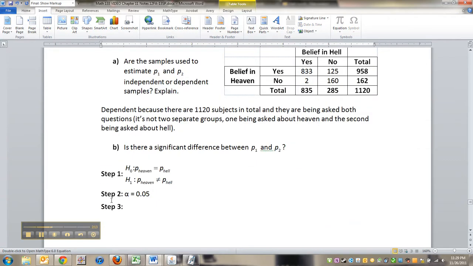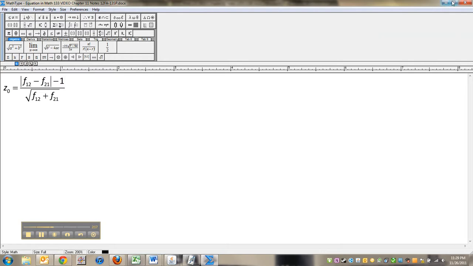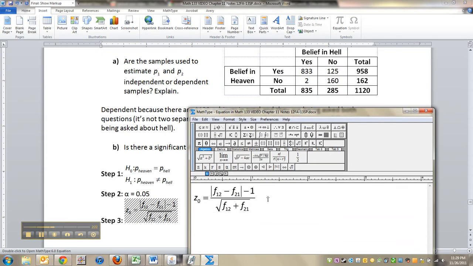We'll have to remember F12 is the one in the top right corner. So that's the frequency. F12 for us is the frequency in that top right corner, which is 125, and I want absolute value signs here because I'm going to have to take that difference. So it's 125, take away the bottom left corner, which is the no, no, because what we're really interested in here is the difference. Minus 1. The ones that are yes, yes, and the ones that are no, no are not interesting to us. And then 125 plus 2. All right, let's go use Excel to find that for us.